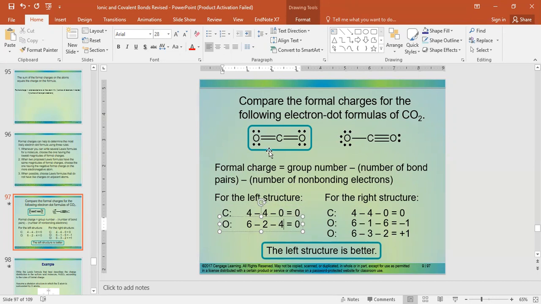So if you look at the formal charge in this compound for each of the atoms. Excuse me, sir. The number of lone electrons.